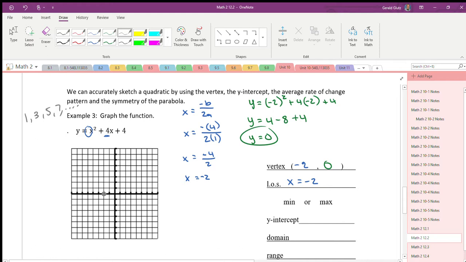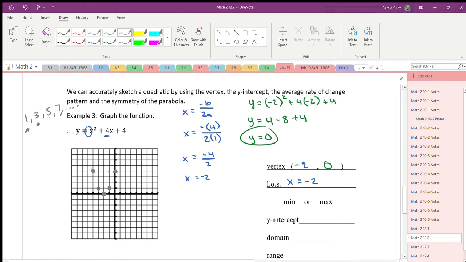So 1 is my first average rate of change. So that means I'm going to go up 1, right 1, and do the same to the left. Next, so I used 1. Next is 3, so that means I go up 3, right 1, up 3, left 1. I just do the same to the left.